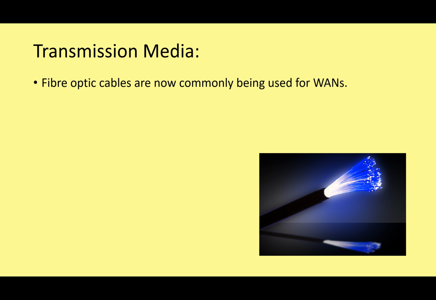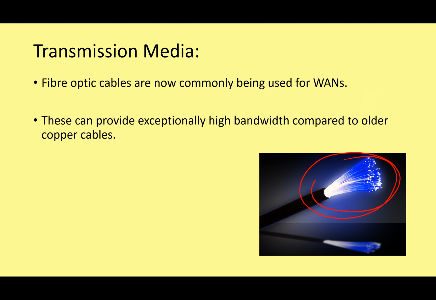Nowadays, for connecting wide area networks, we're really hoping to use fiber optics. So fiber optics look a lot more modern, a lot more cool, and that's because they're going to be transmitting light down them, and that's going to allow for a much greater bandwidth compared to the older copper cables. However, fiber optic connections are a little bit more expensive, especially if you have to dig up all the old copper cables and replace them with fiber.